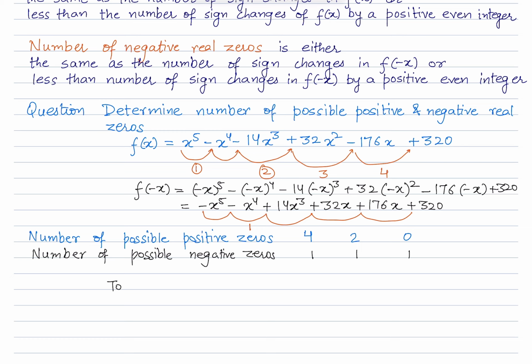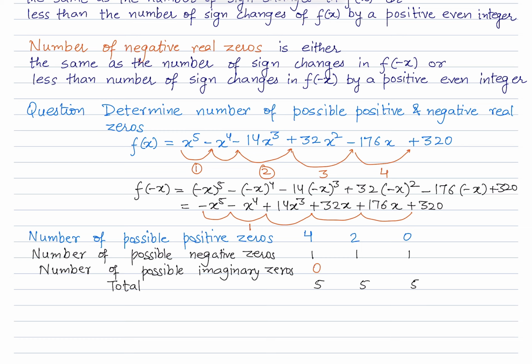The total will be equal to your degree. The degree here is 5. If a polynomial has degree 5, you get exactly 5 zeros, which means the rest of them are going to be imaginary, meaning the iota term is non-zero. So 4 plus 1, we already have a total of 5.